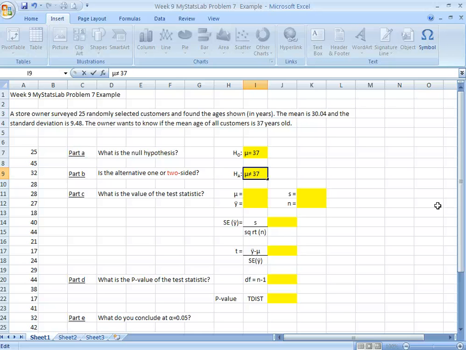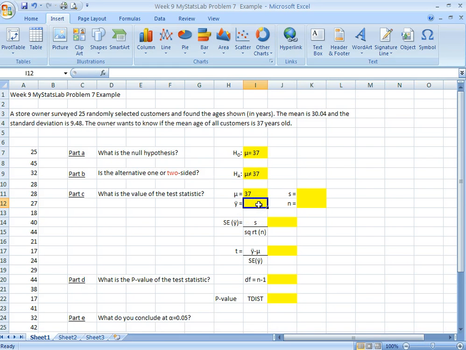Alright, let's move along. Part C. What is the value of the test statistic? Well, we need to do some calculations here. We're going to need some information to help us do that, and I have most of it here. The first thing we need to know is the hypothesized mean of our problem. In this case, we're talking about 37.